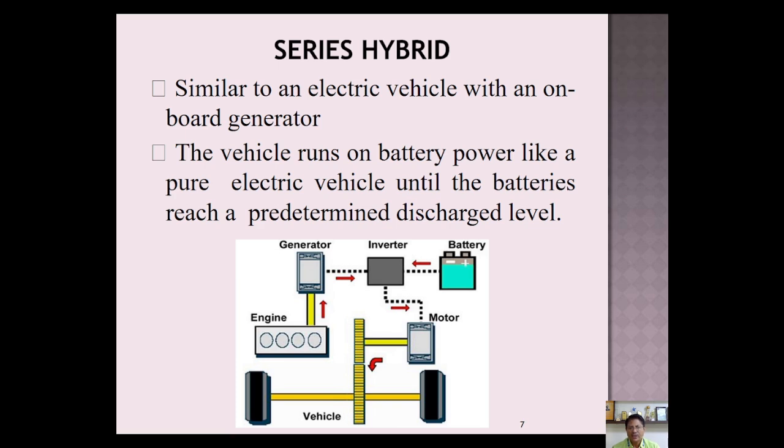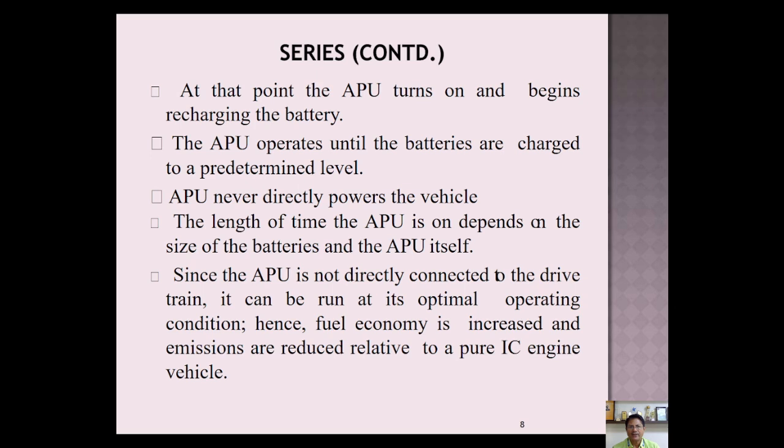So the engine is not directly connected to the wheel. The load of the engine will be maintained uniformly, or sometimes it runs heavy. So based on the requirement of wheel power, the engine will be operated. This is how it will function. So it has certain advantages and disadvantages.